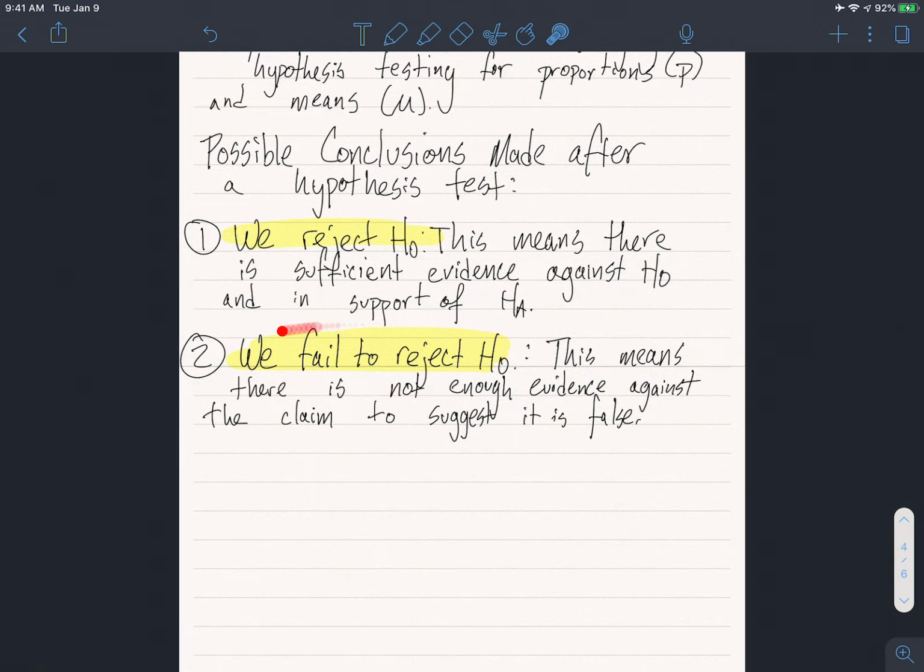Something that ends up in failing to reject is, let's say I claim that 42% of my students get Bs, and then you go out there, you sample a lot of my previous students, and you find that 41% said they have Bs in my class. Well, that's not a lot of evidence to suggest I was lying, right? If I say 42% and you find 41%, you are pretty close to what I said, right?